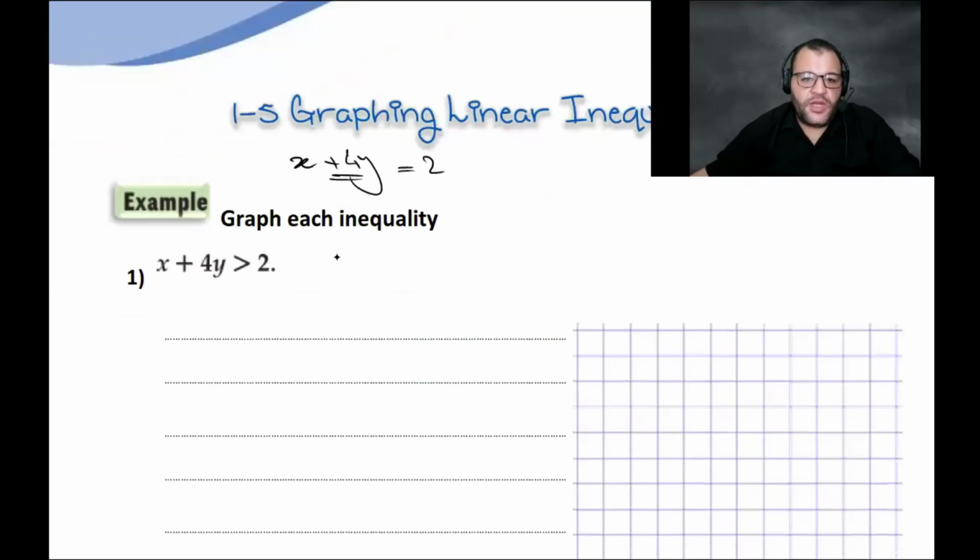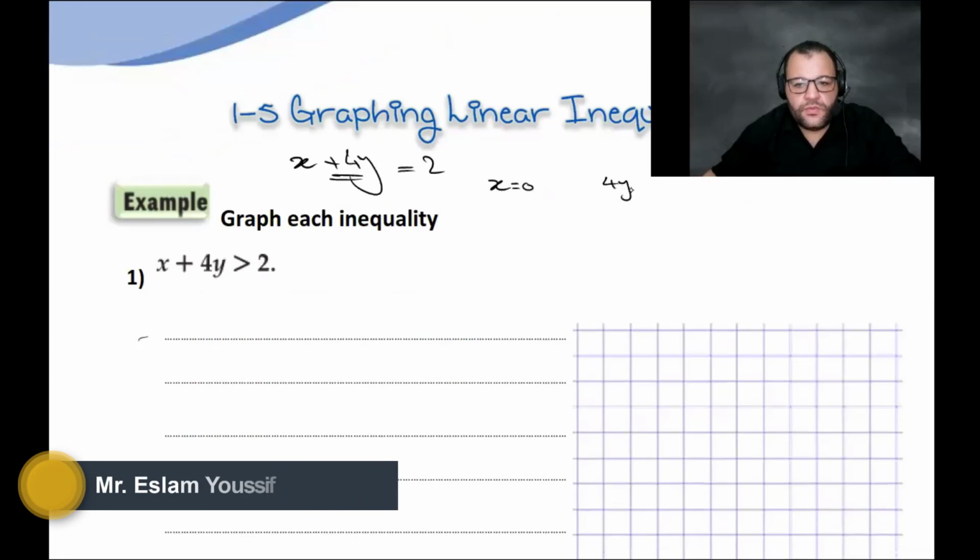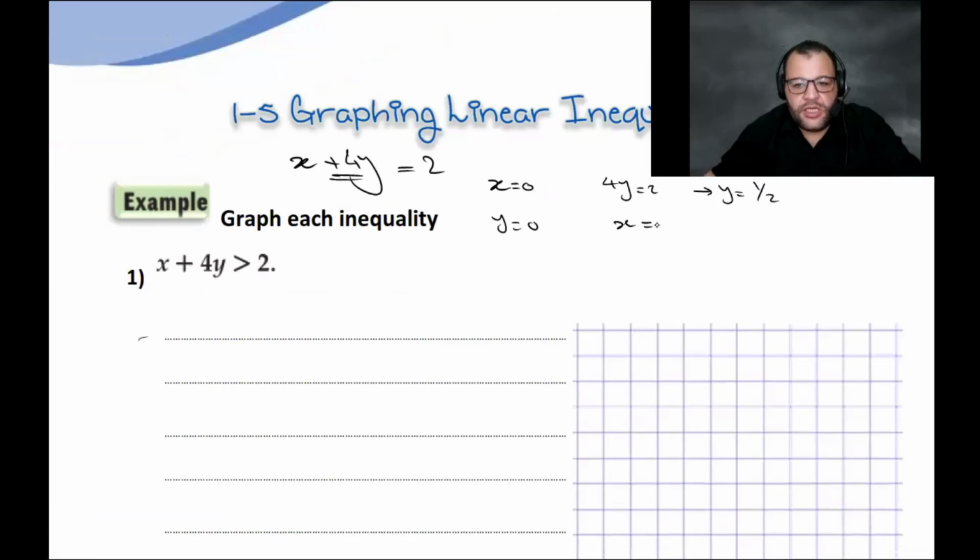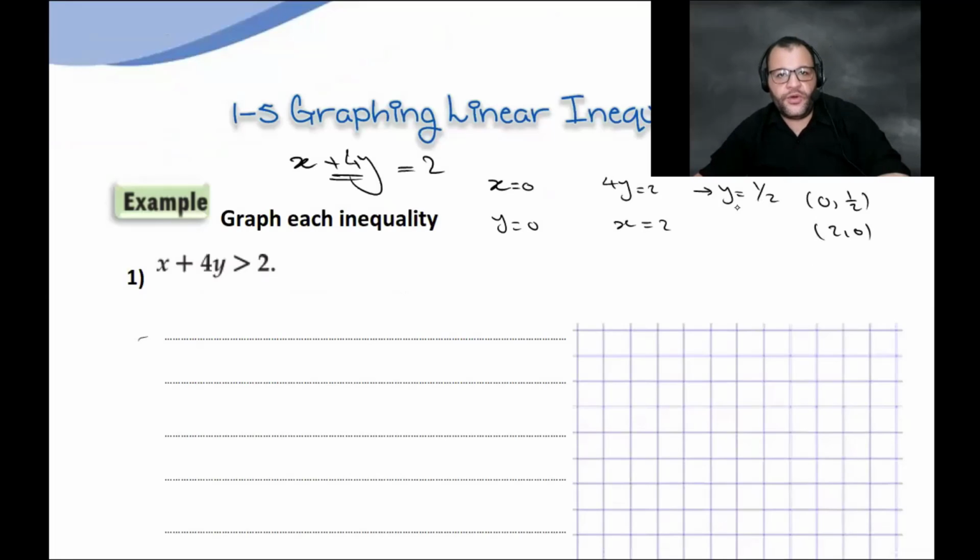The first way, when x equals 0, it means 4y equals 2, then y equals 1 over 2. When y equals 0, it means x equals 2. So the first ordered pair will be (0, 1/2), and the second ordered pair is (2, 0). That's one of the ways: let x equal 0 and find the value of y, let y equal 0 and then find the value of x. The other way, elimination? That's one of the ways.